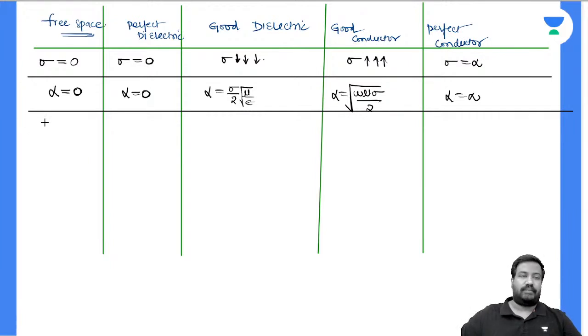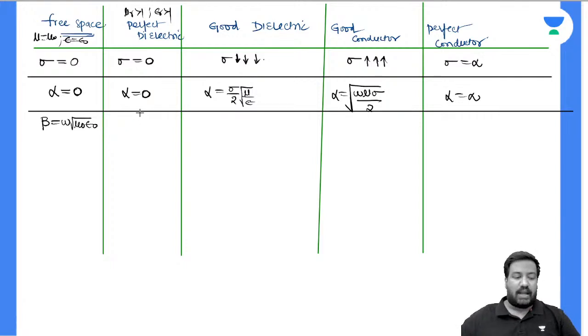Next is beta. Beta is omega into under root of mu naught epsilon naught in free space, where mu is mu naught, epsilon is epsilon naught. Perfect dielectric, mu r is greater than 1, epsilon r is greater than 1. So mu naught is replaced by mu, epsilon naught is replaced by epsilon. So what is happening to beta? Is it increasing or decreasing?